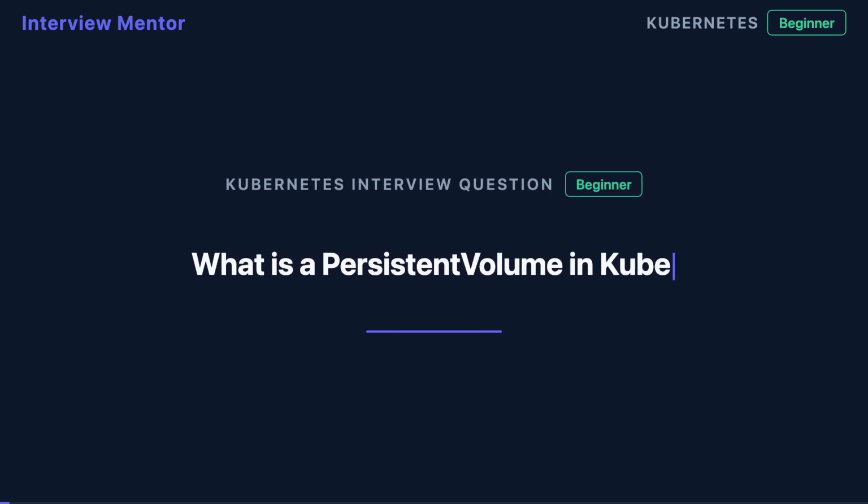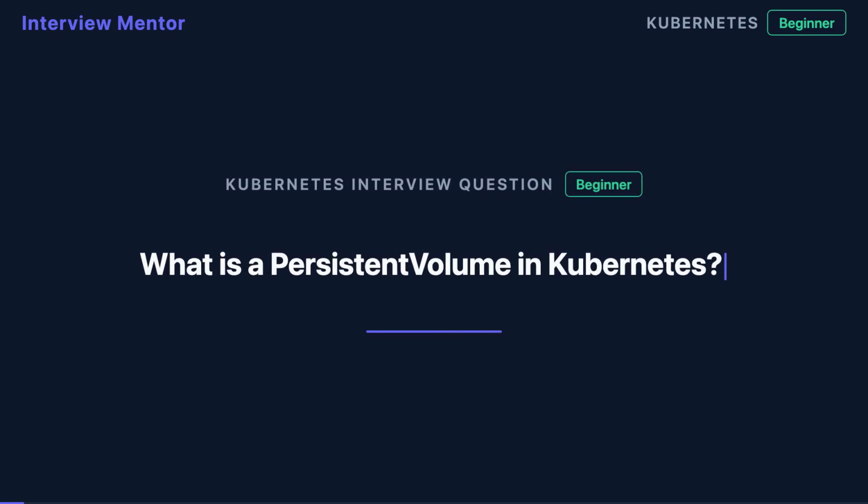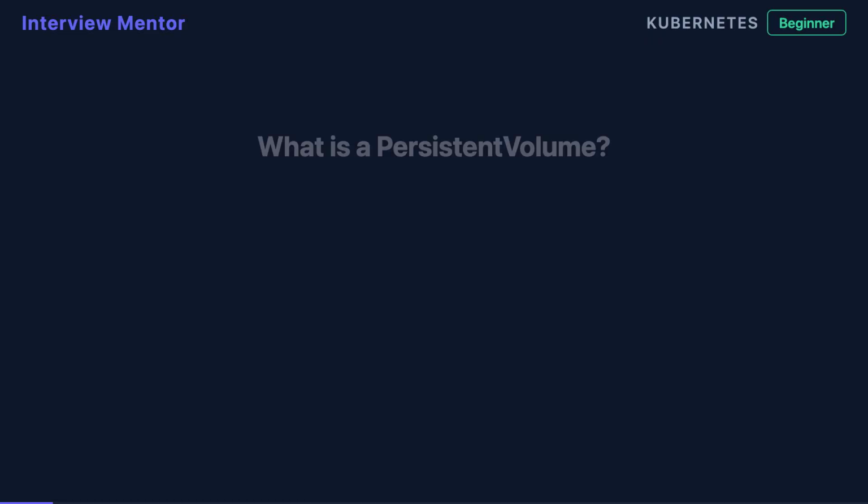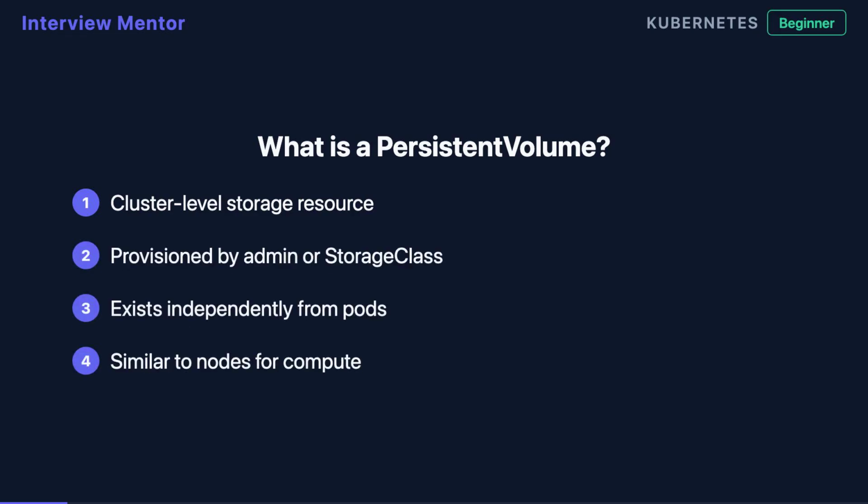Pods are ephemeral by design, but what happens when you need data to survive pod restarts? That's where persistent volumes come in. A persistent volume, or PV, is a cluster-level storage resource in Kubernetes. It's provisioned either manually by a cluster administrator or dynamically through storage classes.